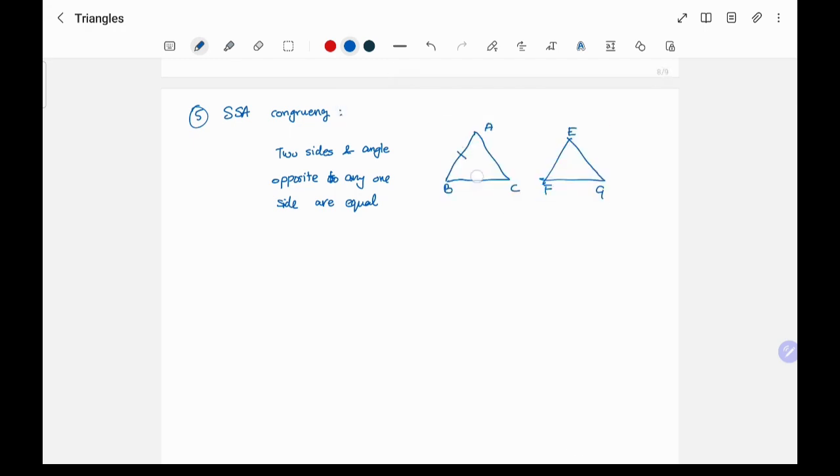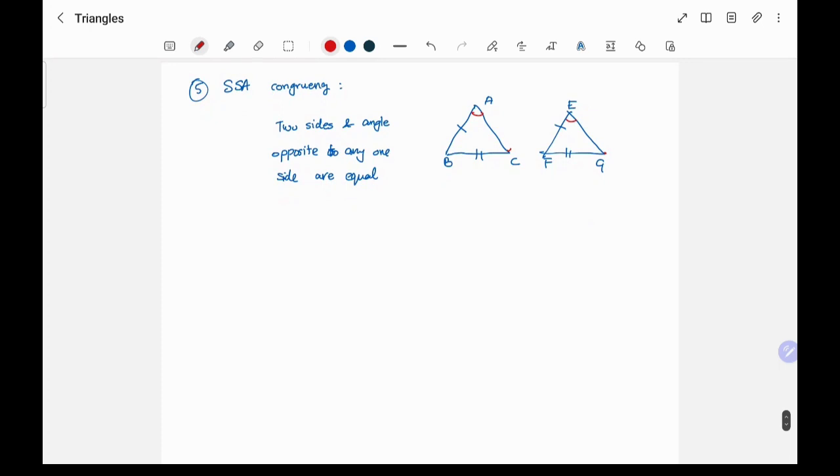So let's say these are the two sides, and an angle opposite to any one side, either this or this angle. If they are equal, then the two triangles are congruent. Why is this so? Again, we know this angle, so we draw a simple straight line, and from this point P we know BC, we just cut an arc of length BC, so we'll get this side also, and the other two angles are also defined.